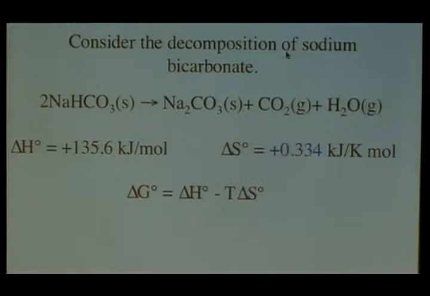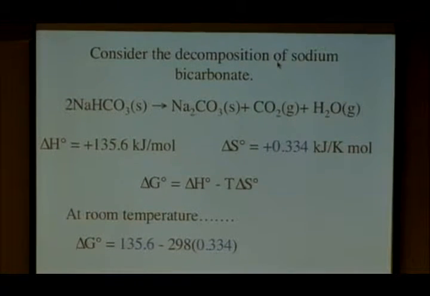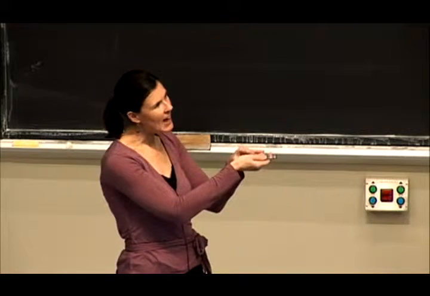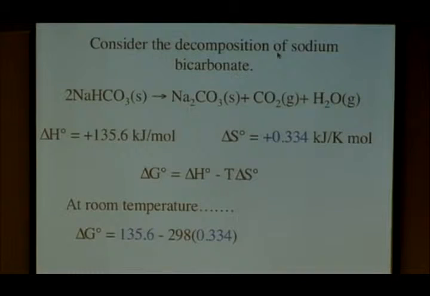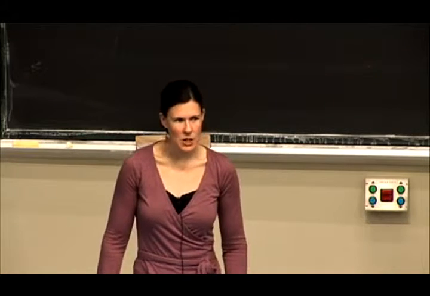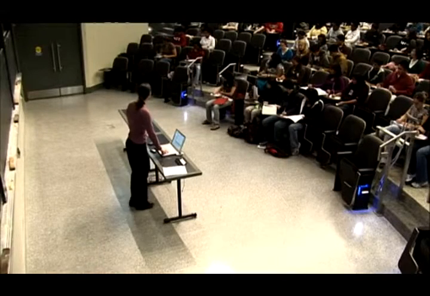So we can go ahead and calculate our delta G for the reaction. We're just plugging in our delta H, which is 135.6. To start with, let's talk about room temperature, so 298 K times 0.334. What we end up having for the delta G of our reaction is 36.1 kilojoules per mole. So this is at room temperature. Is our reaction spontaneous or non-spontaneous at room temperature? It's non-spontaneous.